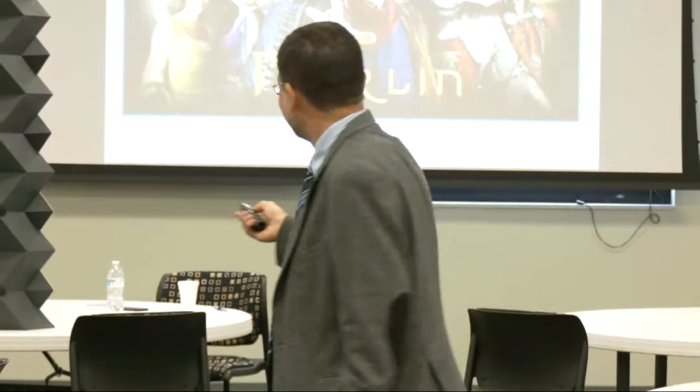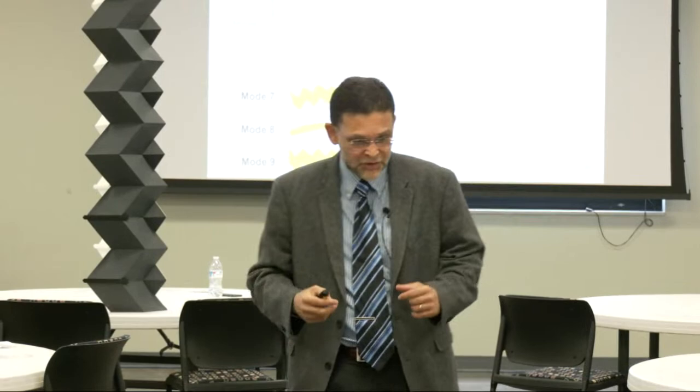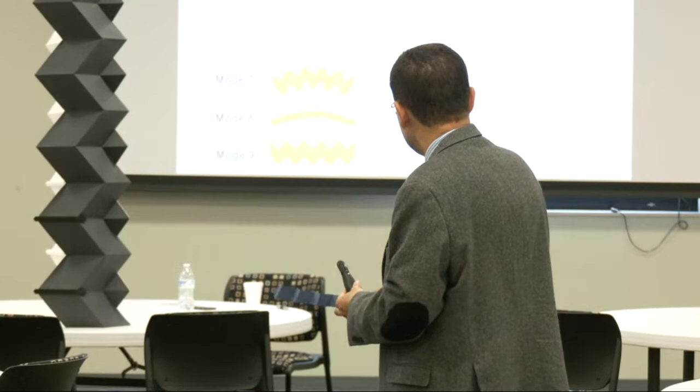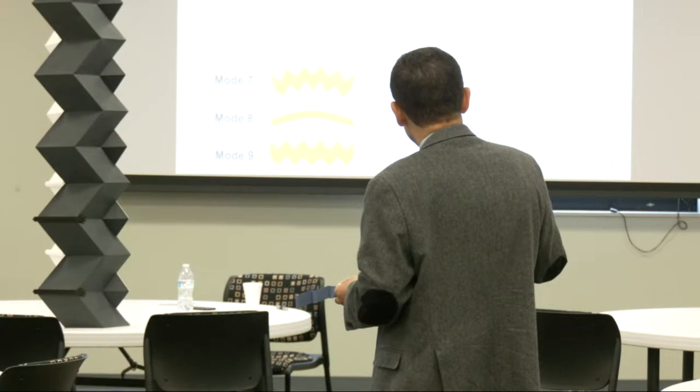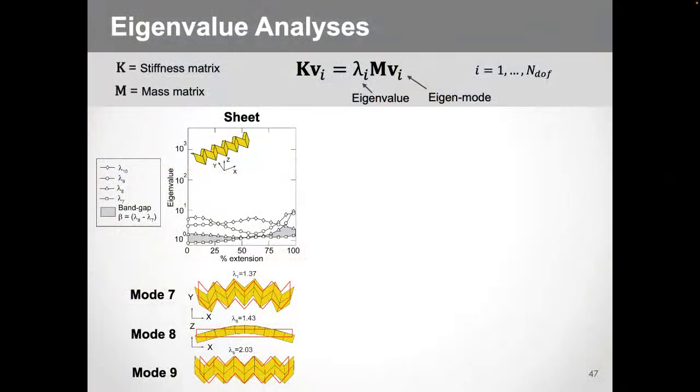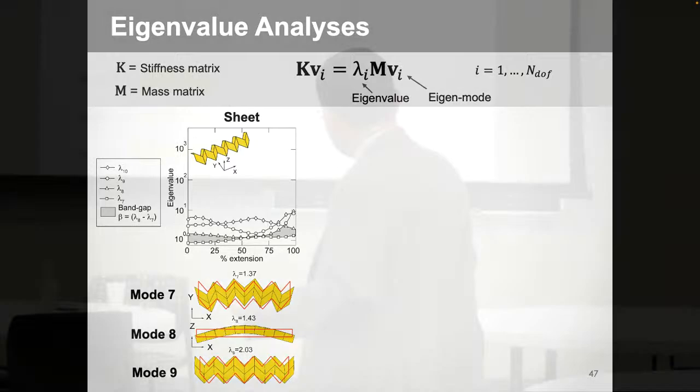All right. So now let's talk about the behavior of tubes. If we want to investigate the behavior by means of an eigenanalysis, then here K is the stiffness matrix, M the mass matrix, lambda the eigenvalue, and V the eigenvector. We wanted to see how these systems would behave. If we look at the eigenvalue versus the extension of the sheet of paper, there is not much there. The modes are commingling and so on. I start here with 7 because the first 6 are rigid body modes: 3 translations, 3 rotations. So there is not much we can do.